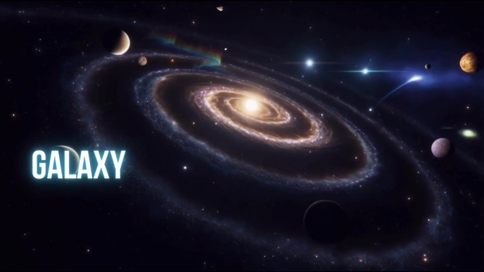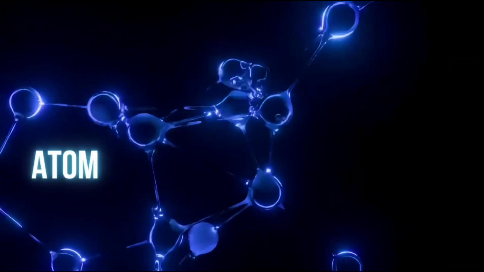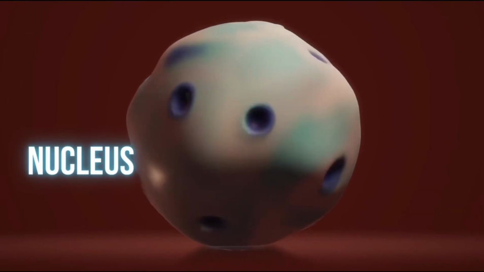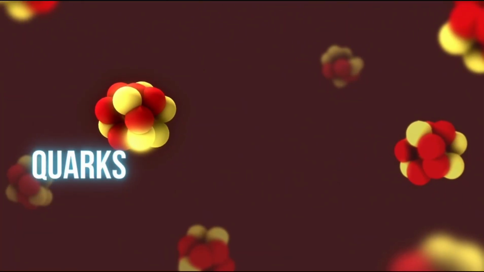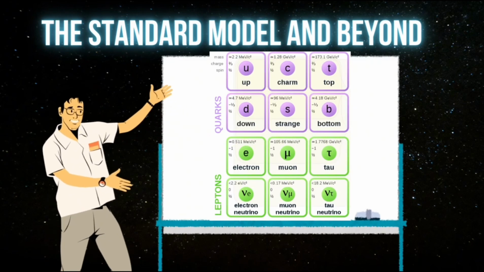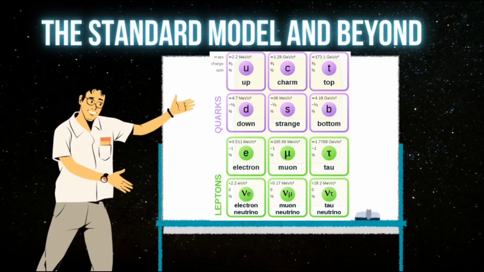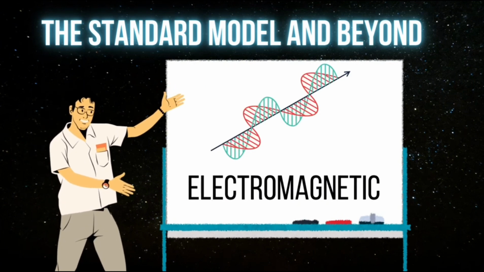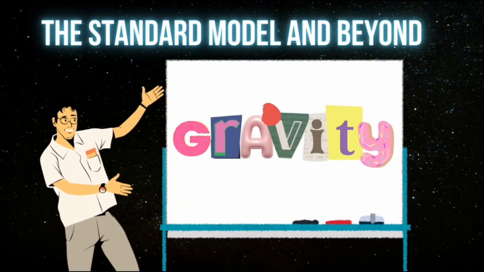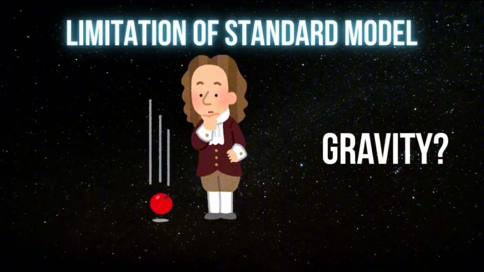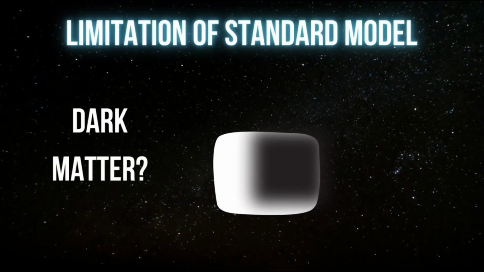The Standard Model explains the basic building blocks of the universe. It describes fundamental particles and the forces between them. However, it does not explain everything. The Standard Model includes quarks and leptons, which make up matter. It also describes three forces: the strong, electromagnetic, and weak forces. Gravity is not included. Although the Standard Model works very well, it has limitations.